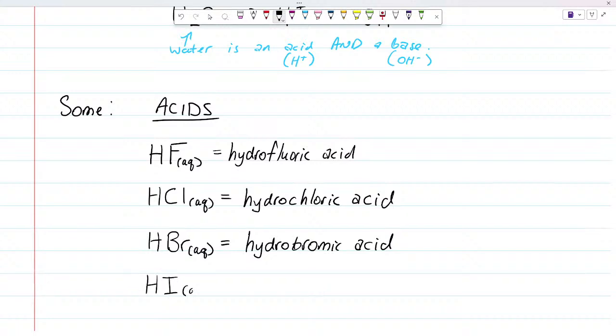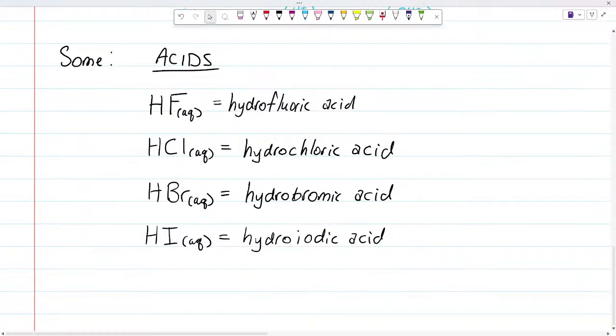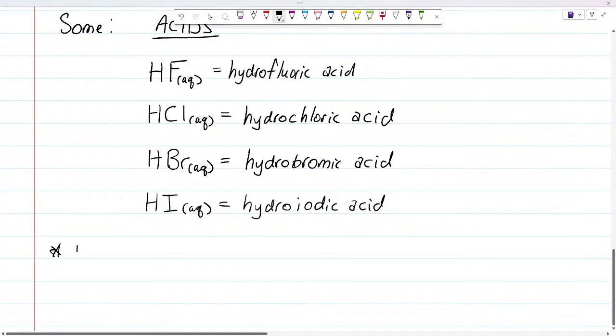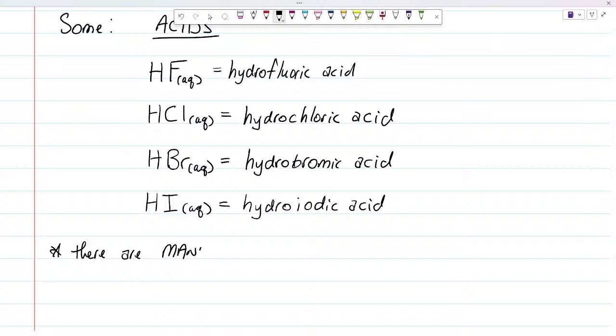HI. This one's tough to say. See if anyone can guess it. It's weird. Is it hydroiodide? Really close. Really close. You put one extra syllable in there, it's just hydroiodic. Hydroiodic acid. Now, there are many more. Many, many, many more acids that over your career you'll learn about.